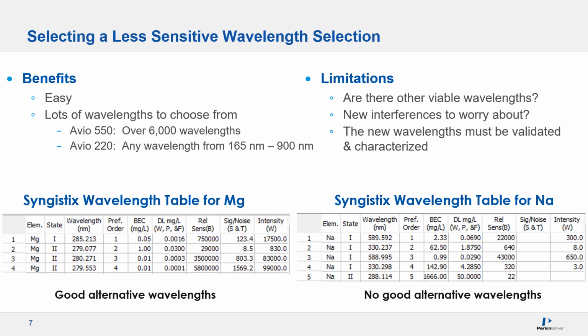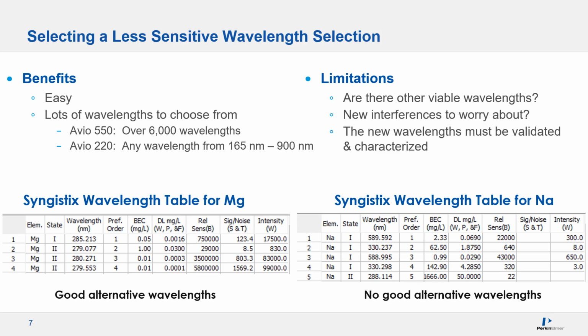If we take a look, for example, at the wavelength table from Syngistics for magnesium, we see that the preferred wavelength is magnesium 285 and has a relative intensity of about 17,500. Now, if we need less sensitivity when we extend the dynamic range, we easily pick magnesium at 279. Again, we reduce the intensity quite a bit, about 20x, and that would work. Likewise, if we need more intensity, we can certainly go to magnesium 280 or the other 279 wavelength.